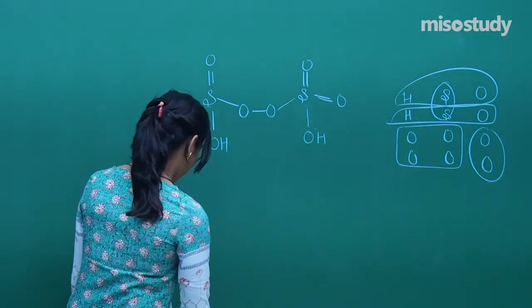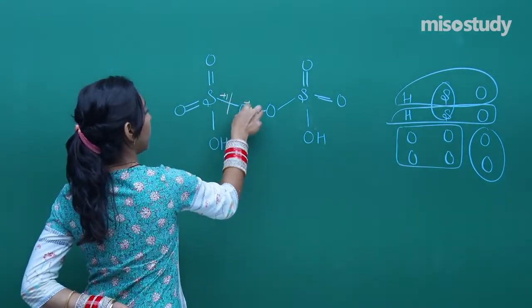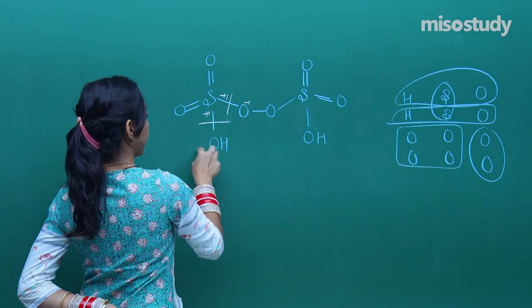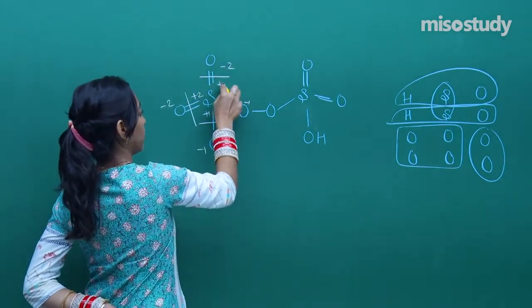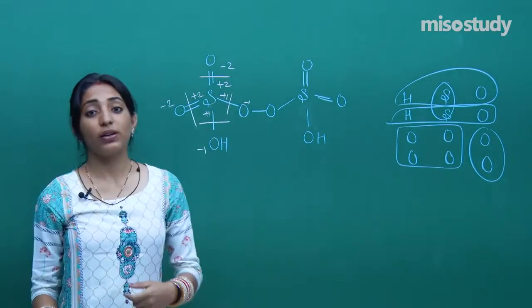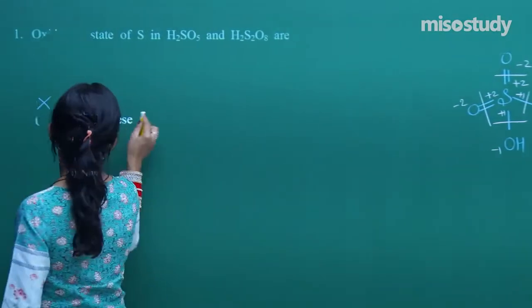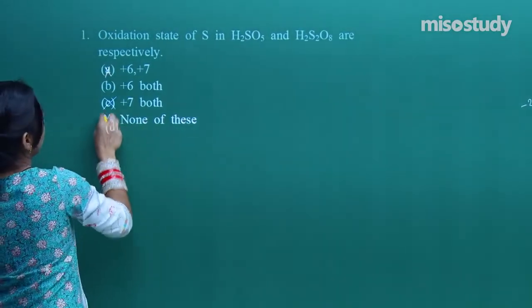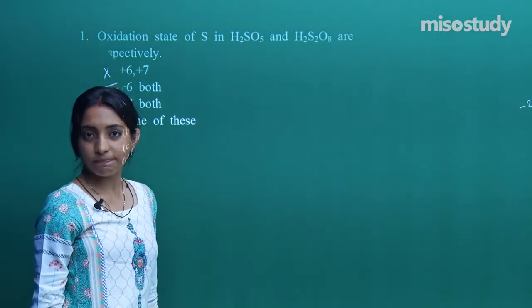Now let's do the calculation for any one of the sulfur. Break it, +1, -1. Break it, +1, -1. Break it, -2, +2. Break it, -2, +2. Do the calculation, you will get 2, 2, 4, +1, 5 and +1, 6. So once again the oxidation state of sulfur will be +6. So even this is not, this is not. So option number B will be the correct option for our first question.